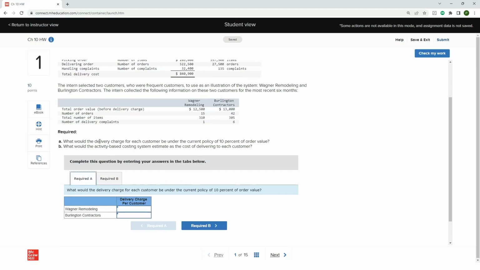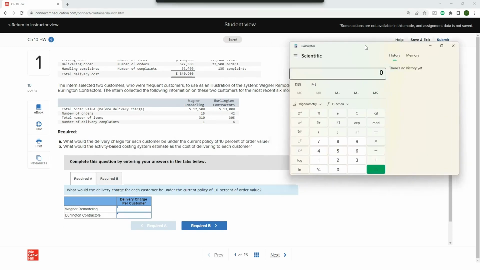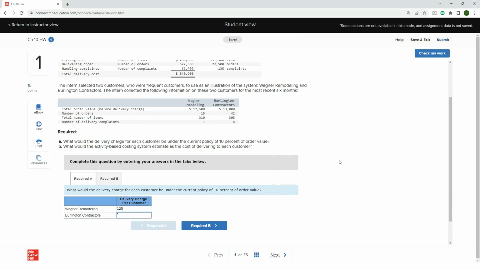So for part A, it wants to know what the delivery charge would be for each customer under the 10% calculation. So for part A, it's pretty straightforward. The fact pattern tells us that they just charge 10% of their order value. So Wagner ordered $12,500 worth of items. Multiply that by 10%, and you get $1,250. And then for Burlington, 13,000 times 10% is 1,300. So for part A, it's 1,250 and 1,300.